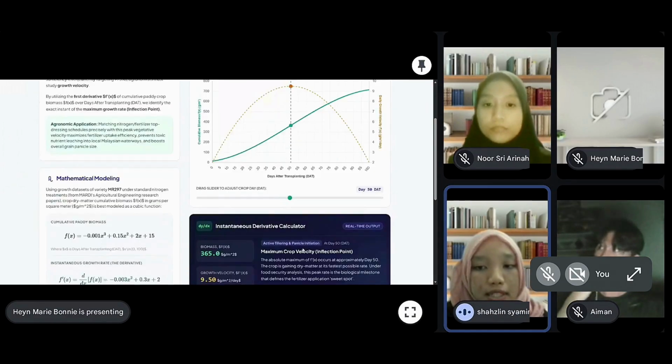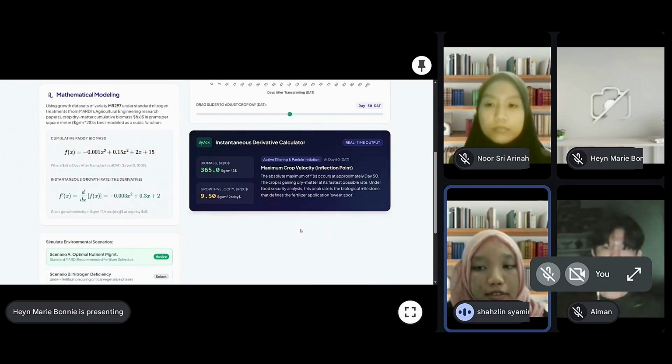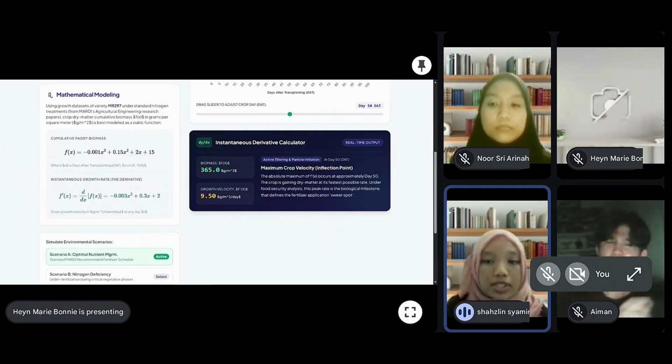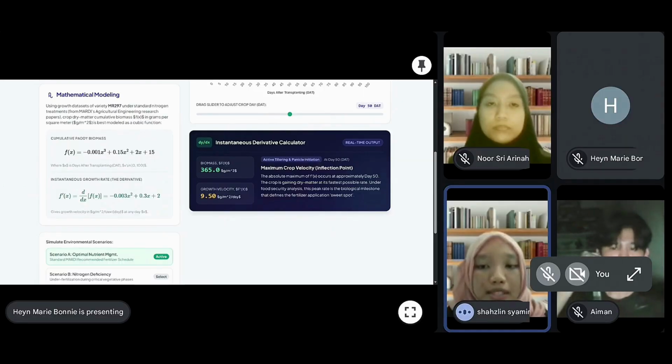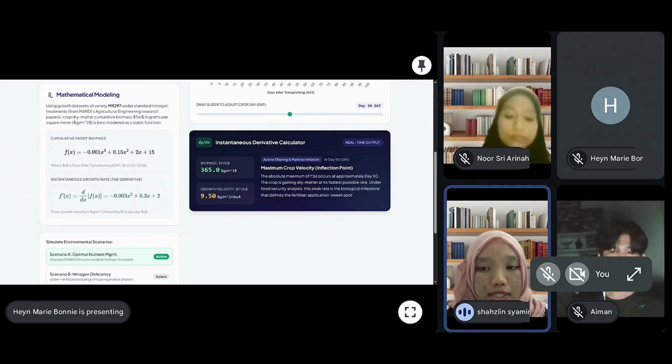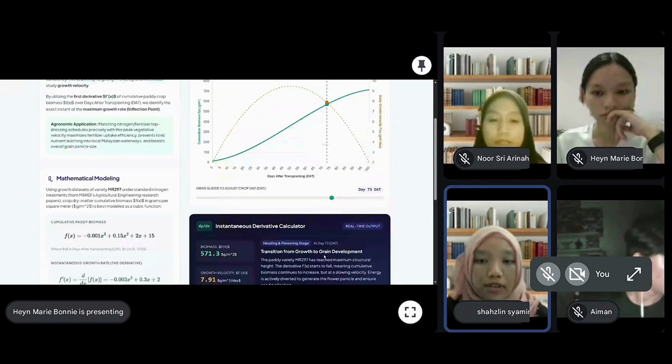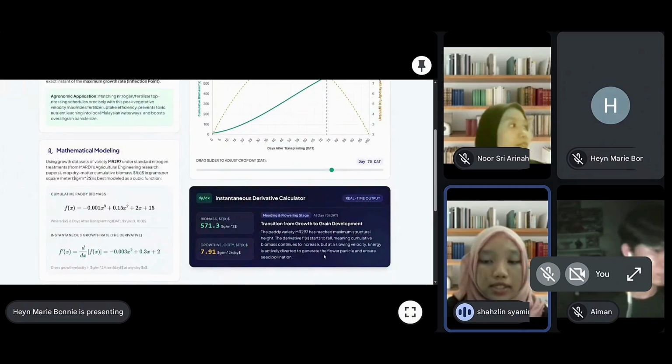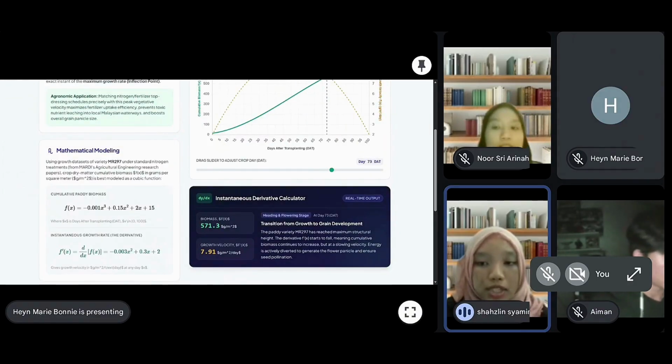Mathematically, this peak in the derivative curve is the inflection point of our cubic growth function. This indicates the precise moment where the crop is gaining dry matter at its fastest possible rate. Finally, let's look at day 74 to see how the trend behaves later in the cycle.